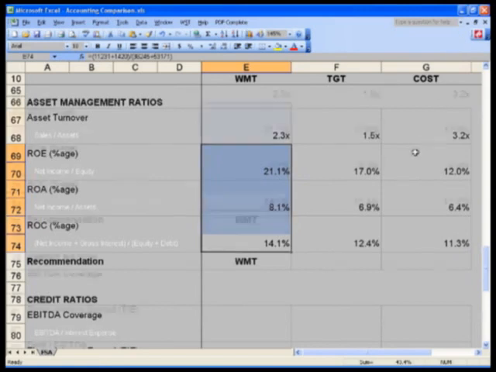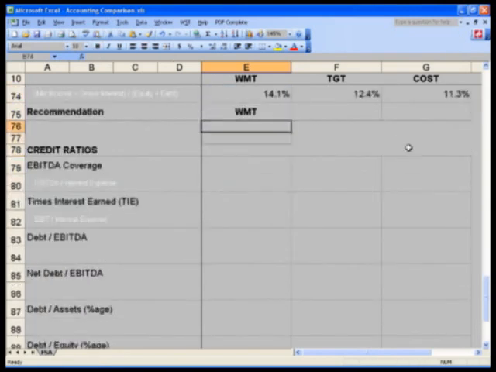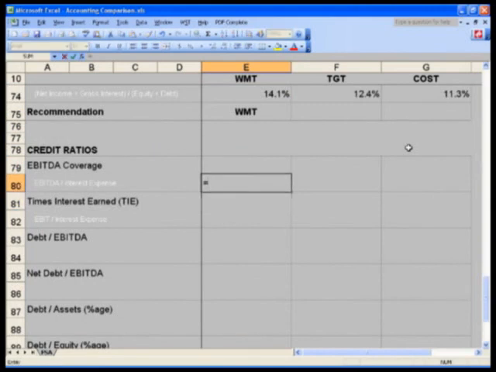It is pretty clear that based on these numbers, Walmart will be the winner here, although we can say that Costco is making a little bit more efficient use of their assets. When you start thinking about why this makes sense, that Walmart's ROE, ROA, and ROC are a lot higher than their competitors? Well, quite simply, it's probably because they have a lot of economies of scale. Let's go ahead now to our credit ratios.